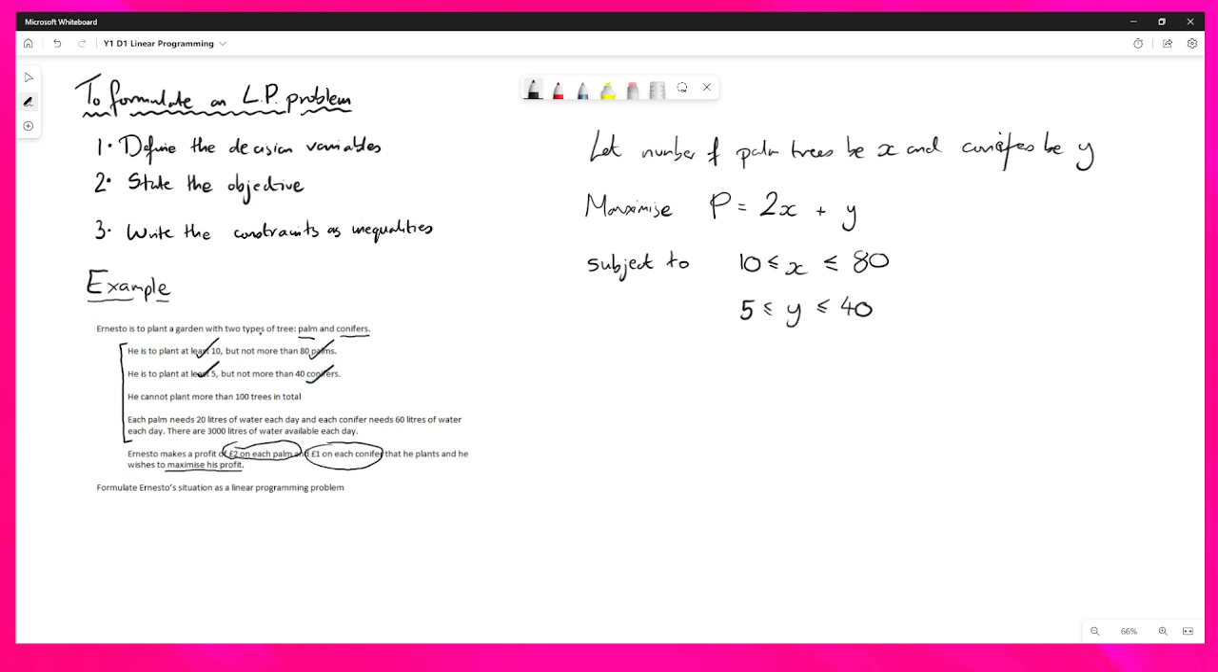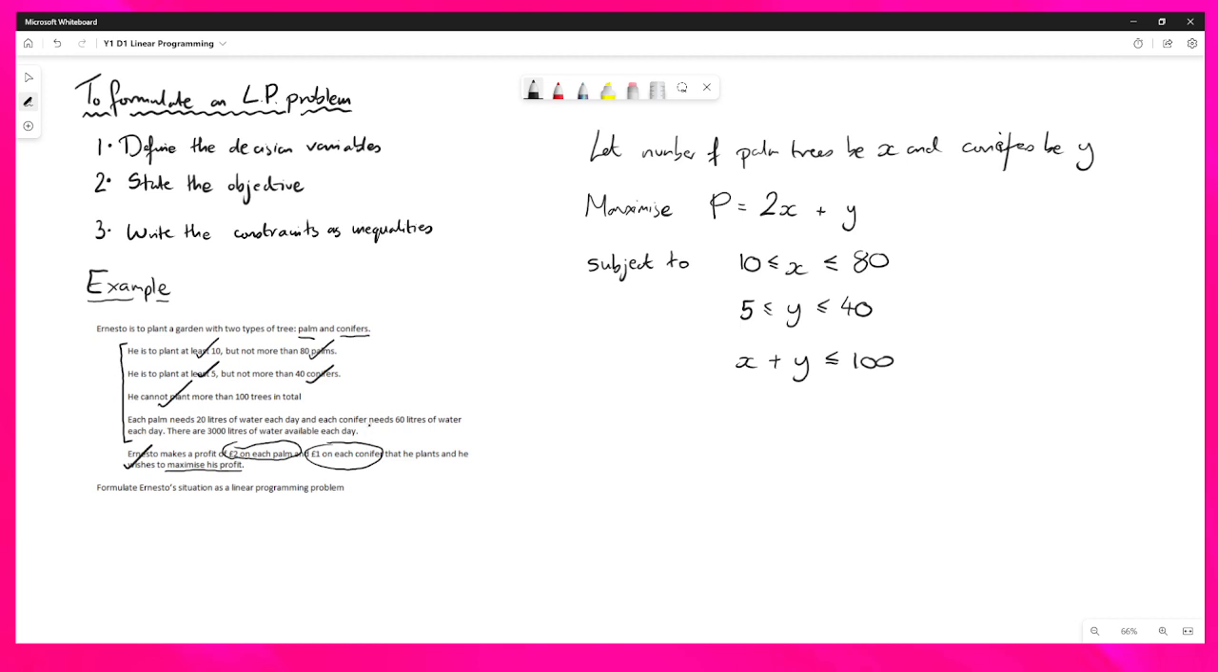Now feel free, when you're doing these, like I'm doing here, to tick off the constraints as you're using them. That can be a really useful way to make sure you haven't missed any information. We've used our objective there. He cannot plant more than 100 trees in total. So the total number of trees is the number of palm trees plus the number of conifers, and he cannot plant more than 100. So the total has to be less than or equal to 100.